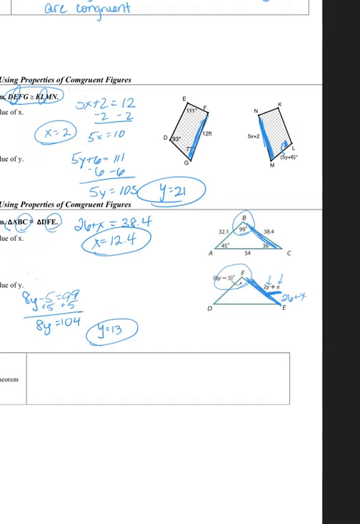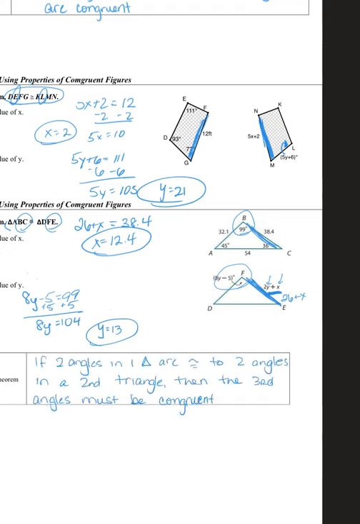All right, the last theorem here is called the third angles theorem. And the third angles theorem basically just says, if 2 angles in one triangle are congruent to 2 angles in a second triangle, then the third angles must be congruent. And that should kind of make sense.